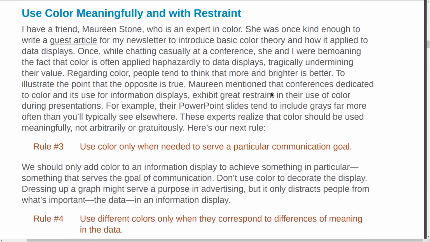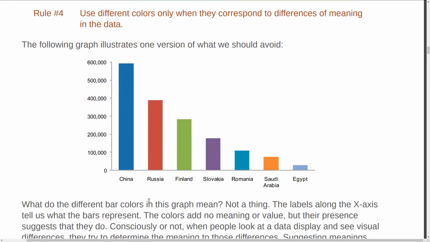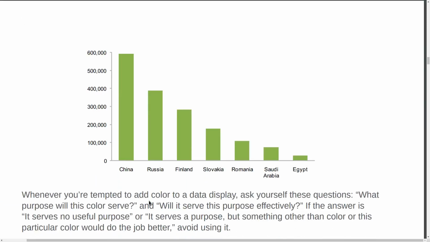And rule number 3, use color only when needed to serve a particular communication goal. And rule number 4, use different colors only when they correspond to differences of meaning in the data. And this one really resonates with me a lot. This bar chart has bars that are different colors, but the colors don't mean anything. To me, this actually detracts from it, makes it confusing to read. I mean, if the colors don't mean anything, you might as well just not have colors at all, or have all the bars be the same color.